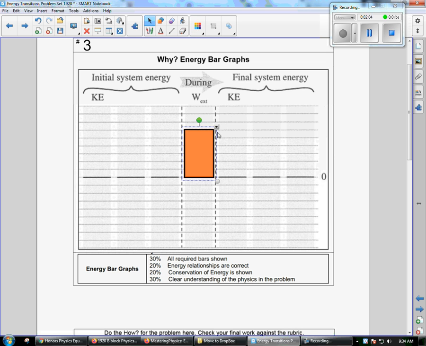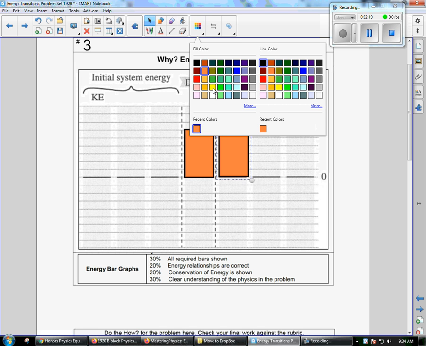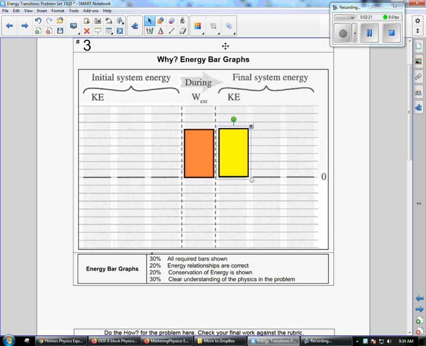So I'm going to say that that much external work was done, and if that much external work is done, then that's how much kinetic energy is there also. Maybe I'll just make it pretty and change the colors. And that would be a full credit Y for that problem. How many people got that?